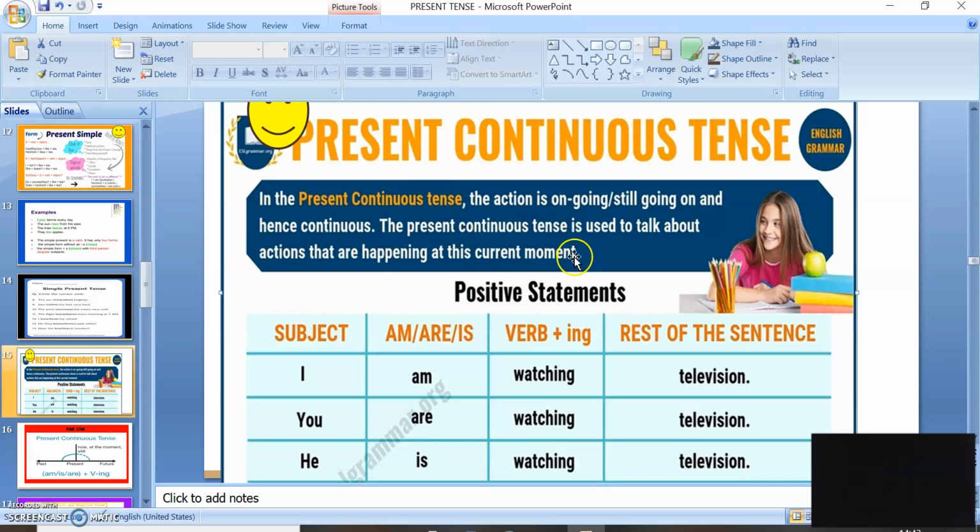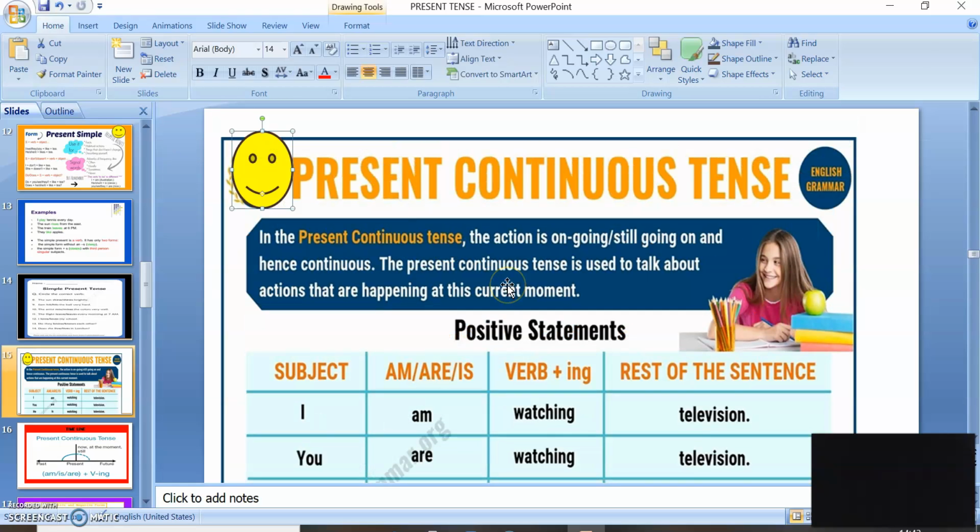It is used to talk about actions that are happening at this current moment. If I ask you what action is going on right now, you can simply say that ma'am is discussing present tense. The action that is going on right now is in continuous form. It is still in the process of going on, and the time frame is the current time frame. Fine. So let's understand its formation.